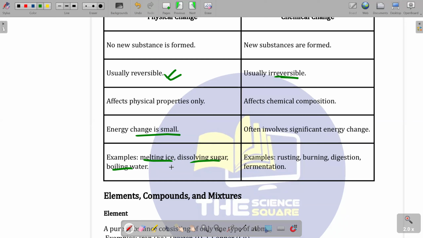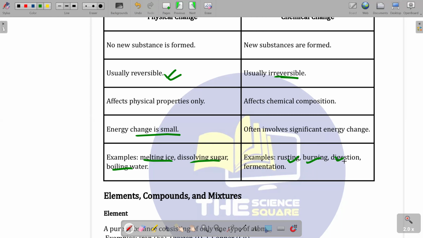While for examples of chemical change, we have rusting. When you have iron, and after some time you see some brownish appearance on the iron, which is completely changing the iron from iron 2 to iron 3. All this kind of change is a chemical change. Burning, as we have explained earlier, is also a chemical change. Digestion is a chemical change. Fermentation, to mention a few. So these are some of the examples of physical and chemical change.